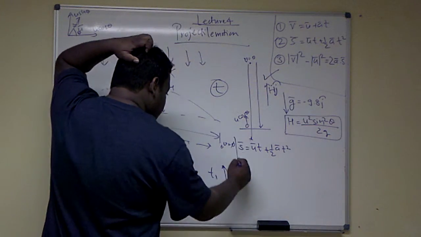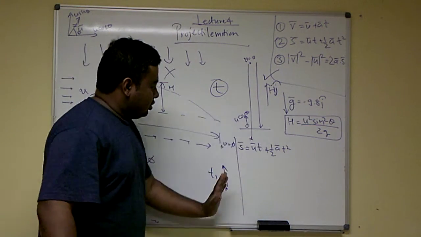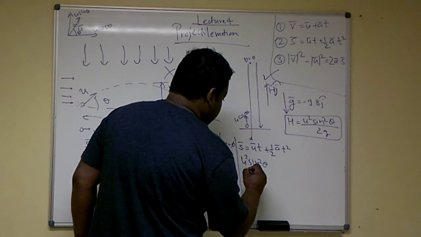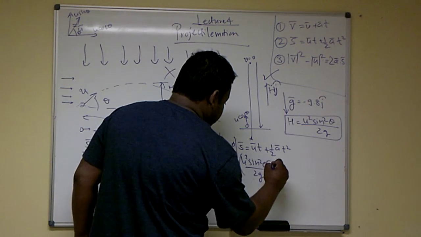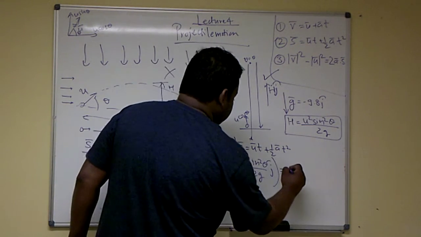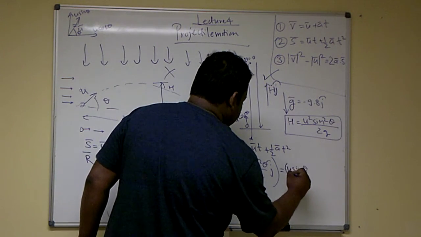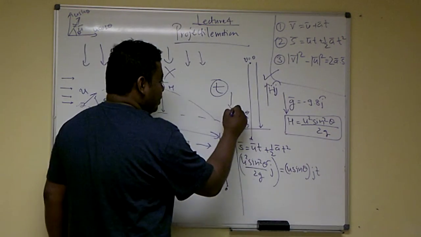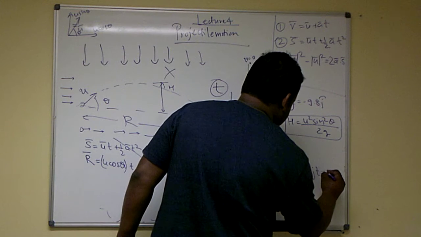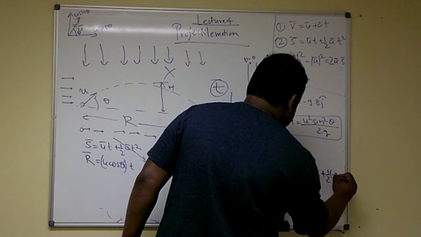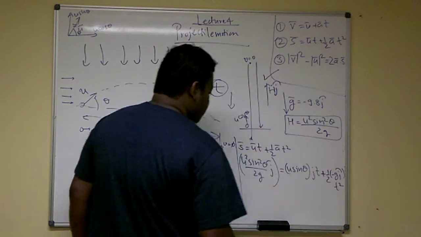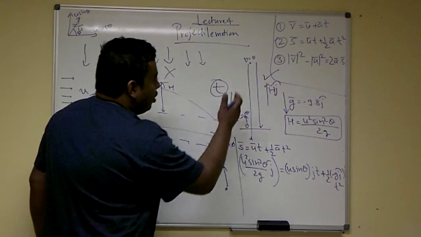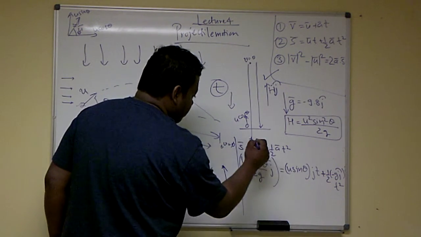So I have the height traveled in the plus j direction. This is going to be u square sine square theta divided by 2g in j cap direction. Your initial velocity is u sine theta j cap t. Your acceleration due to gravity is in the negative direction, so that is plus half minus g j cap t square. Using this we can solve for this problem, right? Or you can solve it using the first equation of motion, because this is going to become a quadratic.